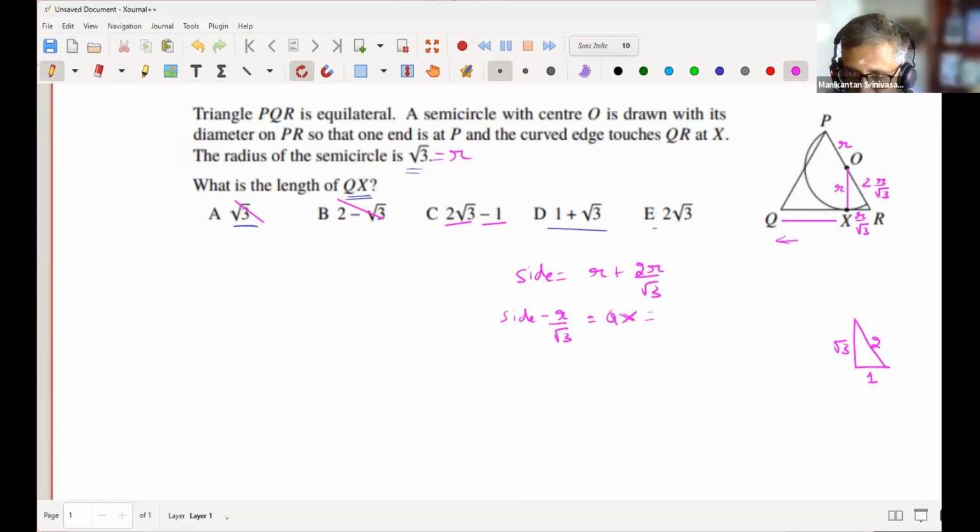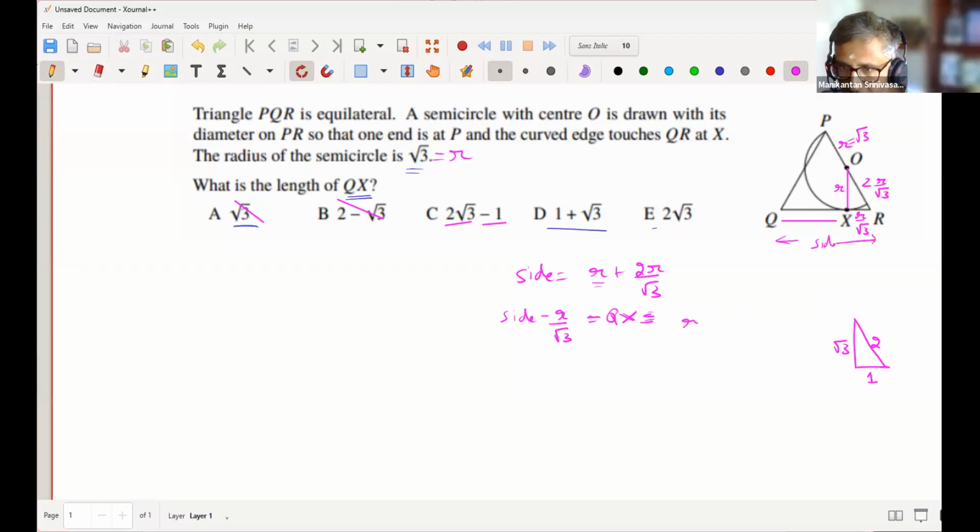So why are you taking the radius as 2r over root 3? Isn't the radius of the semicircle just given as root 3? It is given as root 3. Yes, I'm substituting R as root 3 eventually. I'm keeping this length as R, but R is root 3. So the side QX is nothing but your side length, from here to here, minus R by root 3.